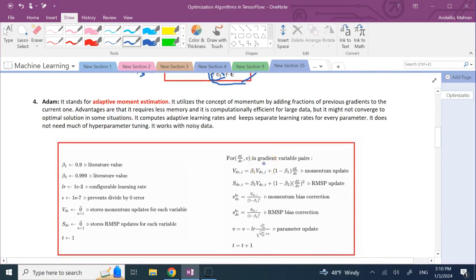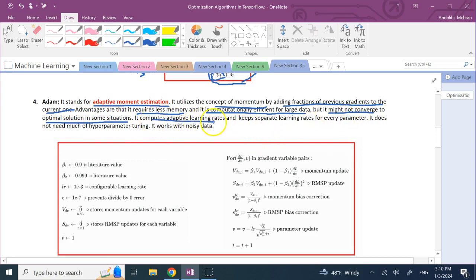Now, what is Adam? Adam stands for Adaptive Moment Estimation. This method utilizes the concept of momentum by adding fractions of previous gradients to the current one. The advantage of this method is that it requires less memory and is computationally efficient for large data. Sometimes it might not converge to the optimal solution.